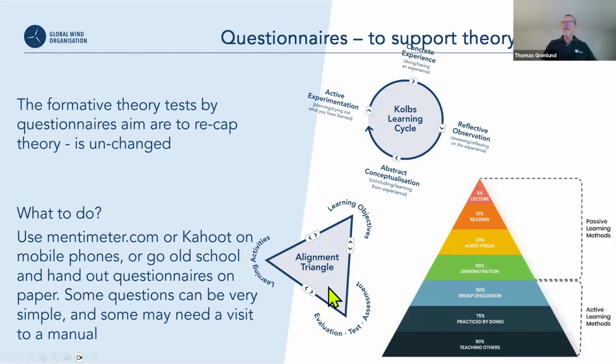The last thing here is the alignment triangle. This is important stuff. This is some of the key points in the GWO taxonomy, is that when we have a learning objective, that people should be able to do something, then they have to practice doing that. If they have to be able to tie their shoelaces, it's not enough that we show a picture on a PowerPoint. This is a shoelace. They don't learn how to tie it by doing that. They have to practice doing it.